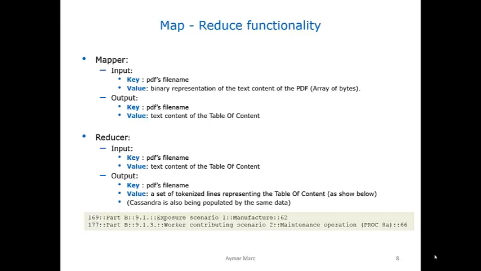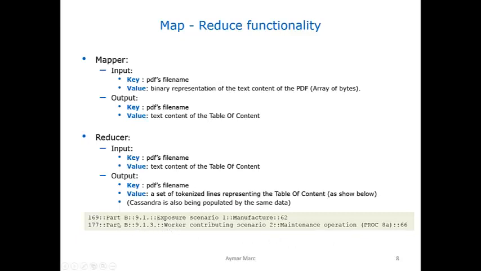the key and the table of content text for the value. And this is where the tokenizing is happening. The output is the file name, and each line of a table of content is then parsed, tokenized and sent as the output.